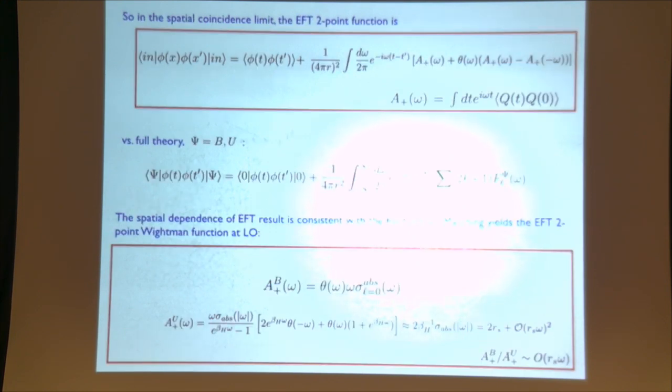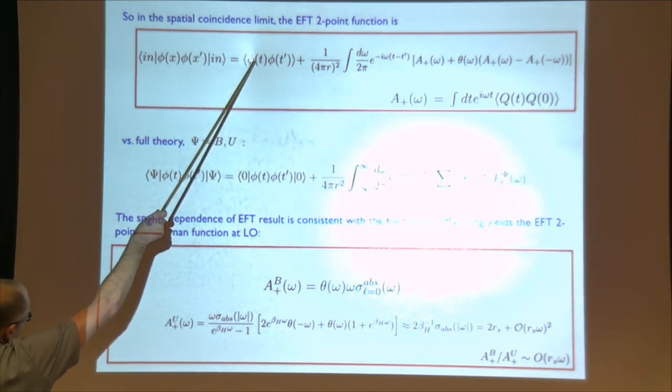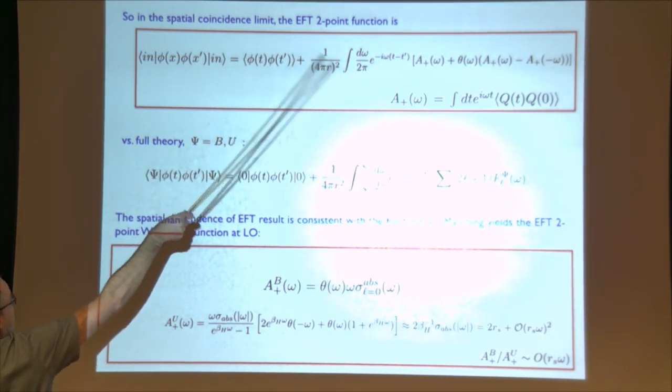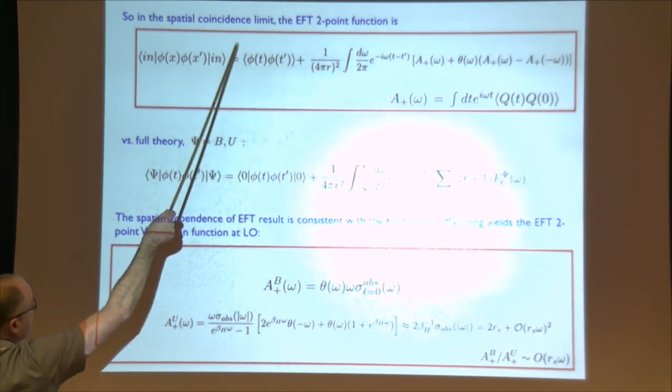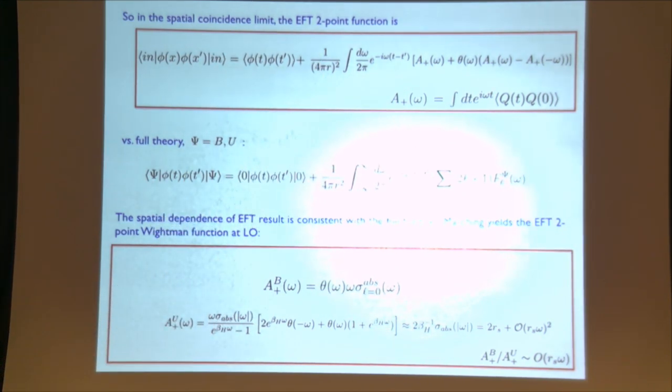You do the calculation, and after all the dust settles, this is what you get in the effective theory. The leading order answer is the flat space part, just like in the full theory. And then the non-trivial term, just like in the full theory, also is suppressed by 1 over r squared. And so now we can compare and extract the Green's functions.